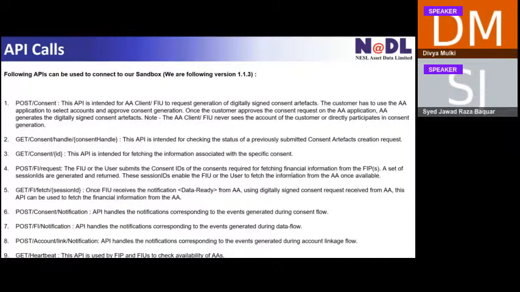These are some more information about the API calls. Post consent, why it is used, and more detailed information. Also, get requests to fetch a session ID, post a consent notification, post FI notification, post account link notification, and get heartbeat. The get heartbeat is one of the APIs to be used every time you interact with any new entity, like an FIU interacting with an AA, or an AA interacting with an FIU or FIP. We have to first check the heartbeat to check if it is available or not.